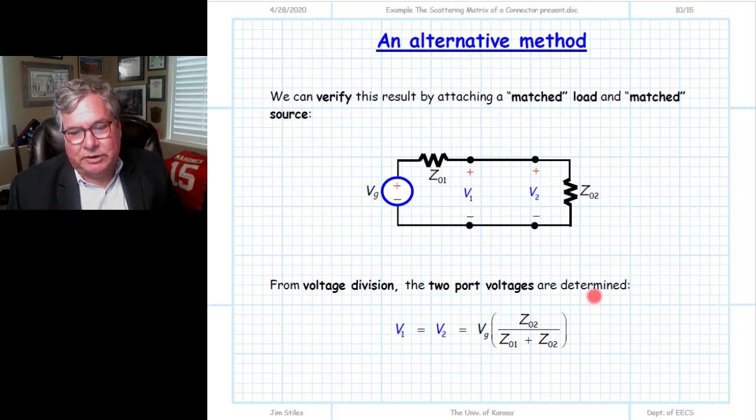The analysis is pretty straightforward. By KVL, we see the port voltages at port 1 and 2 are the same. They are the same value because we have this ideal connector here. Those voltages can be easily determined from voltage division, and we get this result here.